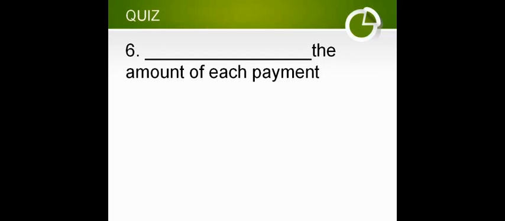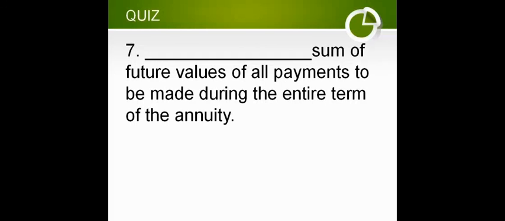Number 6, blank is the amount of each payment. Number 7, blank is the sum of future values of all payments to be made during the entire term of the annuity.